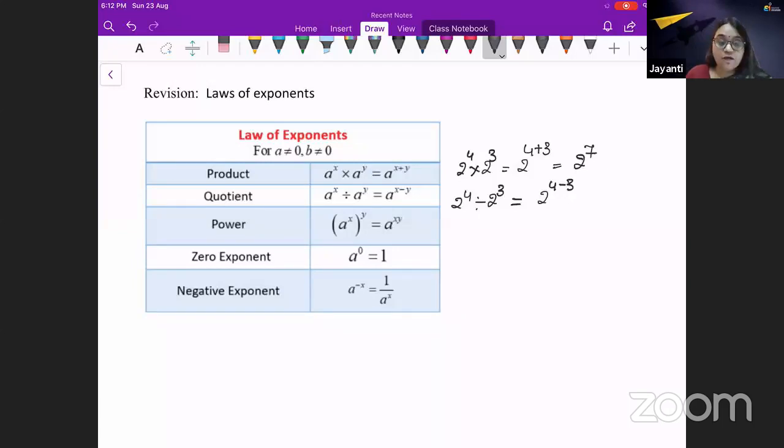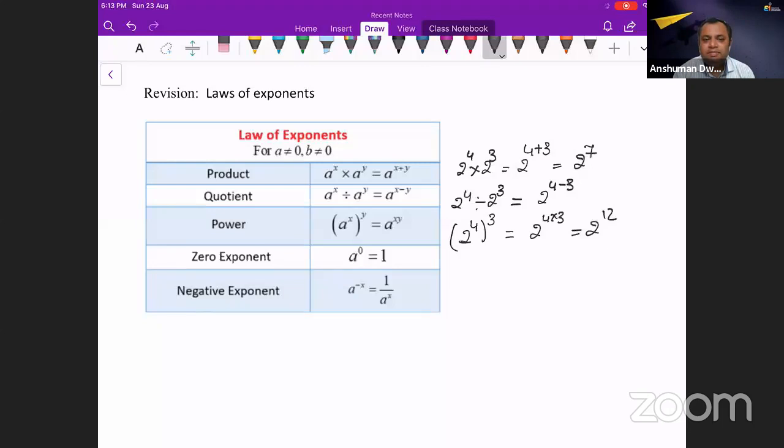The next one is the power law, and it's very important. This is a multiplication law. A to the power of x whole to the power of y is a to the power of x into y. Now we multiply the powers. Now let us use the same thing. 2 to the power of 4 whole to the power of 3. So what do we do in this case? We multiply the powers. 2 to the power of 4 into 3. So that is 2 to the power of 12.